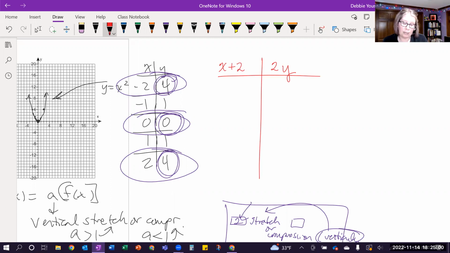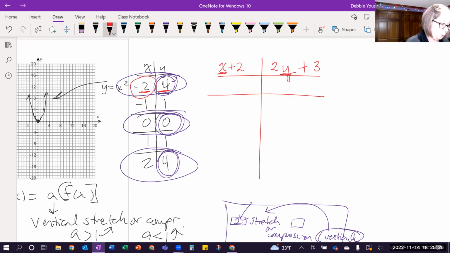And then we also said it was shifted vertically up by 3. Well, that affects y. So after it's doubled and multiplied by 2 to vertically stretch it, it would get 3 added onto it. So all you have to do is take the original coordinates for x and y and do those operations to it. So -2, I add 2, gets me 0. The 4, I multiply by 2, which is 8, and then I add 3, and I get 11.